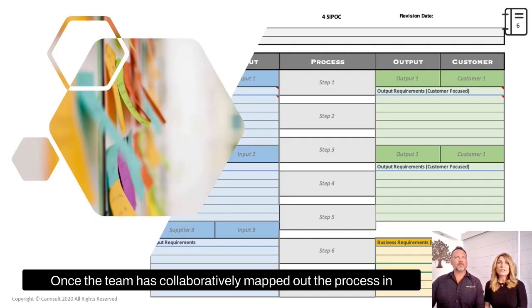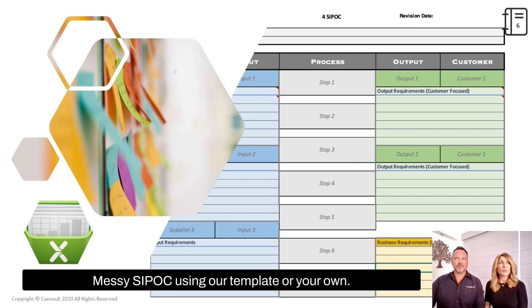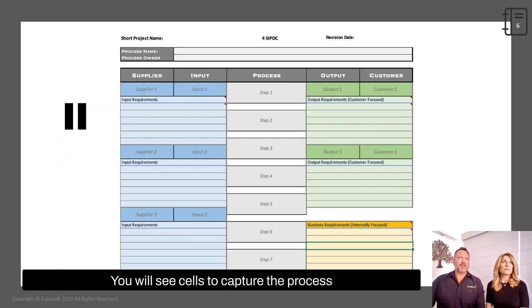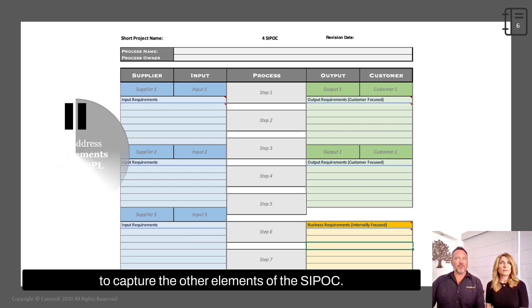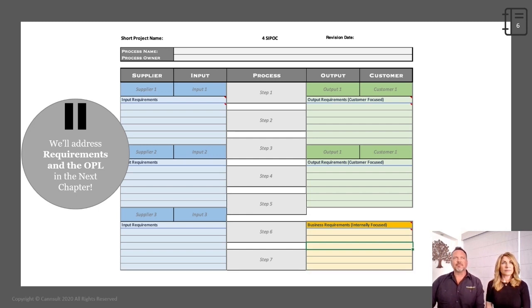Once the team has collaboratively mapped out the process in SIPOC form, the next step is to document the raw, messy SIPOC using our template or your own. You will see cells to capture the process name and process owner, as well as cells to capture the other elements of the SIPOC. In addition, you will notice the light blue, light green, and yellow cells, which are there to capture requirements. Before we complete the SIPOC, we'll first need to learn about these requirements. Customer input and business requirements will be covered in the next chapter, along with our SIPOC 1-point lesson.